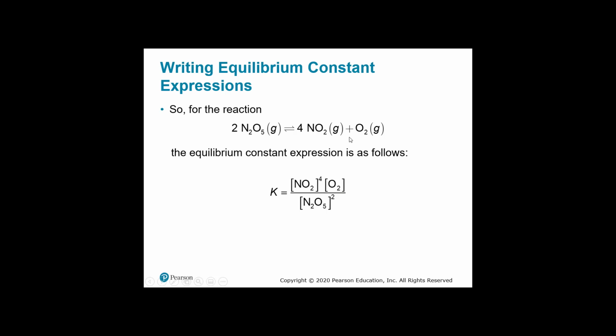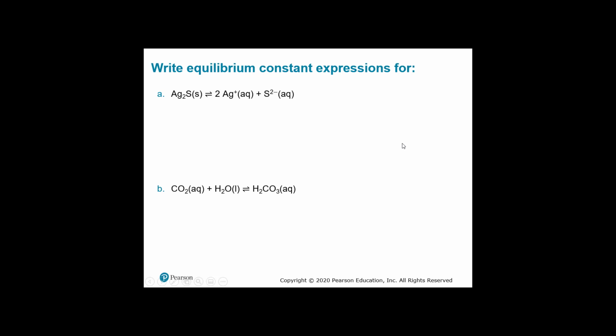We have oxygen, which is a 1, and then we have a 4, and the 4 is raised up. So this matches exactly the reaction here. Okay, so write an equilibrium constant expression for silver sulfide, which decomposes to the ions of silver and sulfide. So here we go.